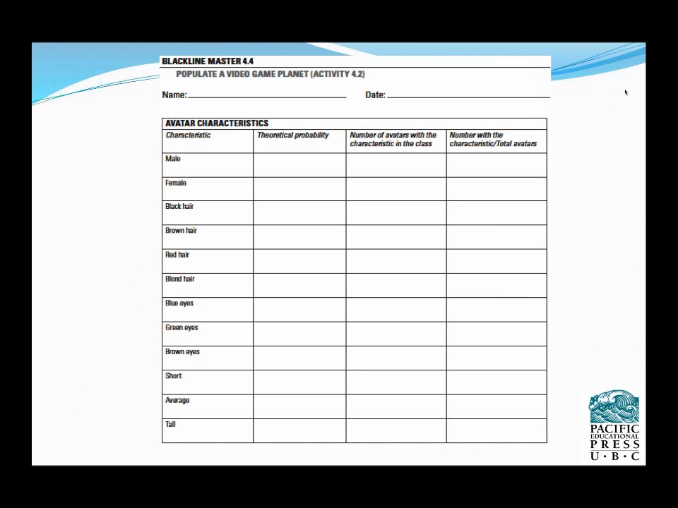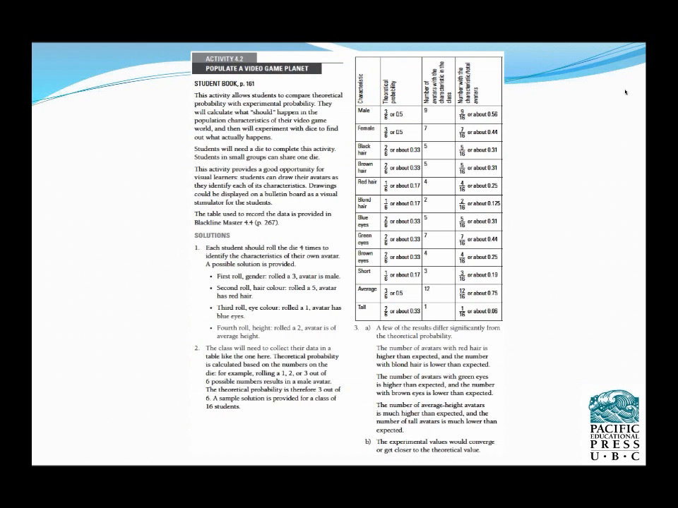Students can then calculate the theoretical probability data and then respond to the questions that are provided in the text. And here in your teacher resource, you'll see detailed responses to those same questions. You'll even see, like this, a sample chart, and this one's based on 16 students and the data that they collected there.